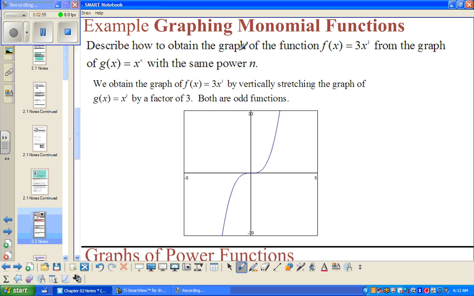Describe how to obtain the graph of the function f of x equals 3 times x cubed from the graph of g of x equals x to the n. Now this is similar to what you've had in the past with the same number, same power n. But my warning here would be to make sure that you're reading the directions very carefully.